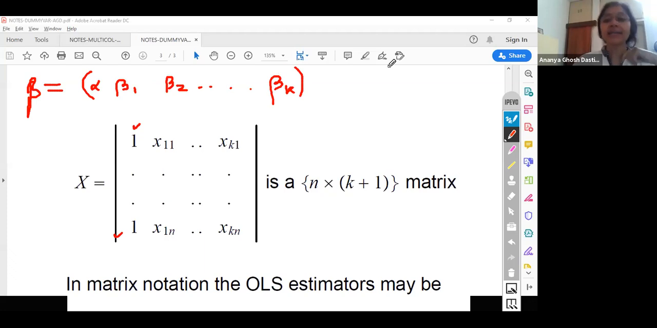And you're writing your model as X beta. So this has to be k plus 1 into 1.